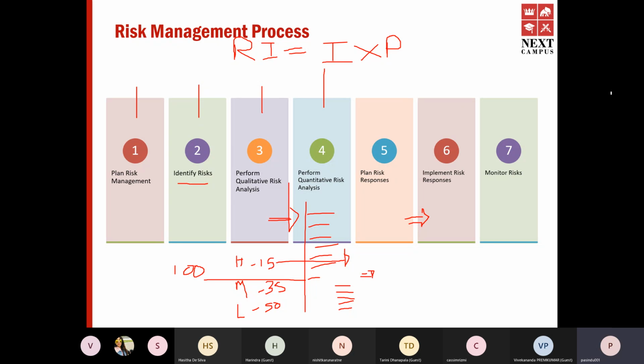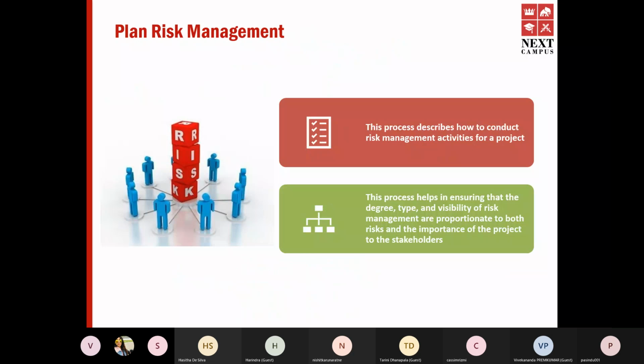Okay. So what we would do, as last week, we would look at inputs, tools and techniques, and outputs for each of these sub processes, but we will do it very quickly today. There are a few new artifacts where we will spend more time and discuss them. Okay. So again, as I mentioned, planning risk management is basically having a plan which describes how you would conduct your risk management activities for that project.